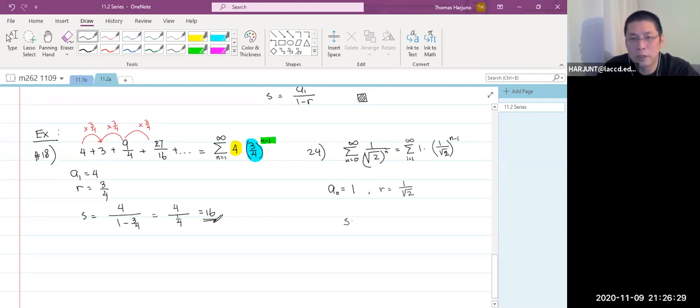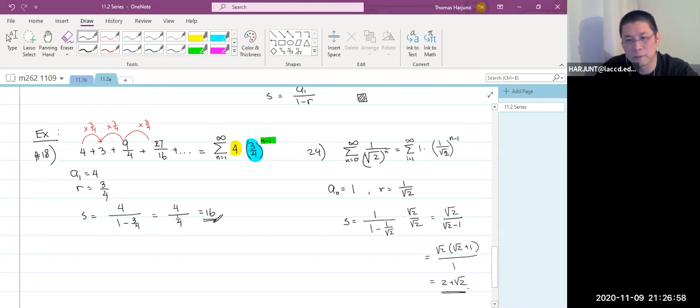So what is the infinite sum? The infinite sum is the first term, in this case the 0th term, over 1 minus the ratio. Multiplied by radical 2 on the top and the bottom, that gives me radical 2 over radical 2 minus 1. I need to rationalize further. So radical 2 times radical 2 plus 1 over 1. Oh, that's 2 plus radical 2. That's algebra.